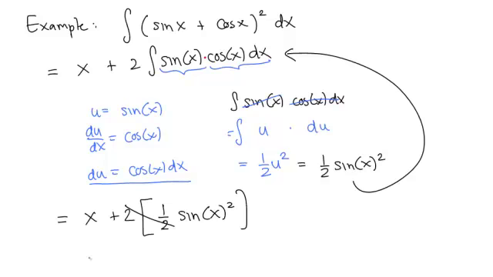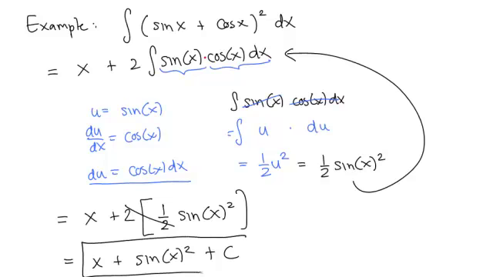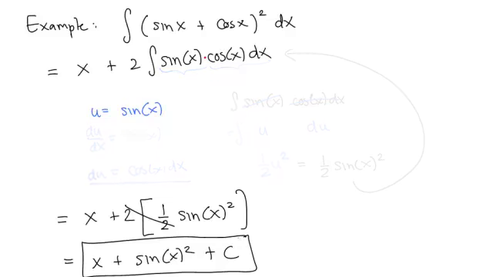So these terms cancel, and we're left with x plus the sine of x quantity squared. That's one antiderivative, and then adding a c gets me all of the other ones. But wait a second. We made the substitution by, at random, letting u be one of these two pieces. What would have happened if we'd let it be the other piece?